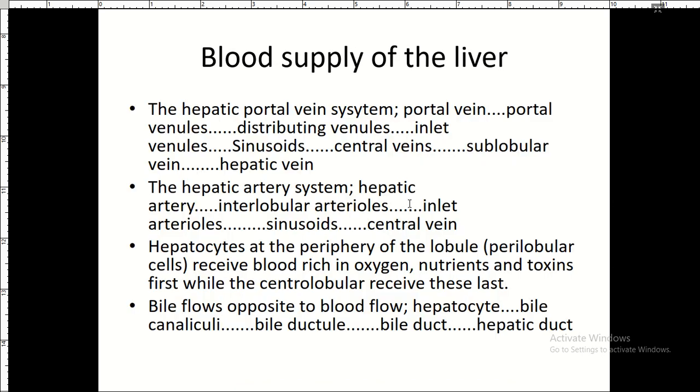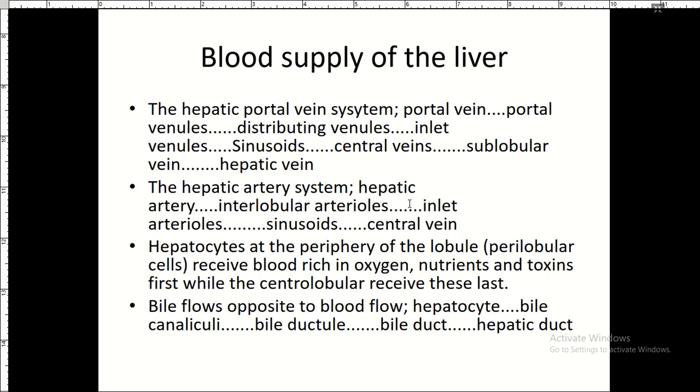Now, remember, in the portal triad we have what's called a bile duct. The liver synthesizes bile, right? This bile flows in the opposite direction to the blood. So if blood goes towards the central vein, bile goes away from the central vein. This is how the bile is going to flow.